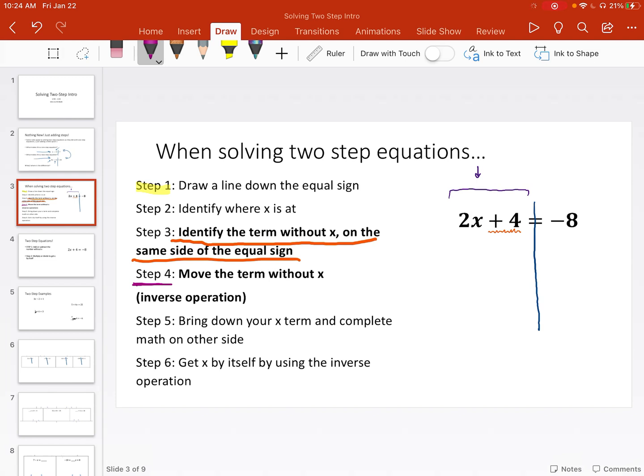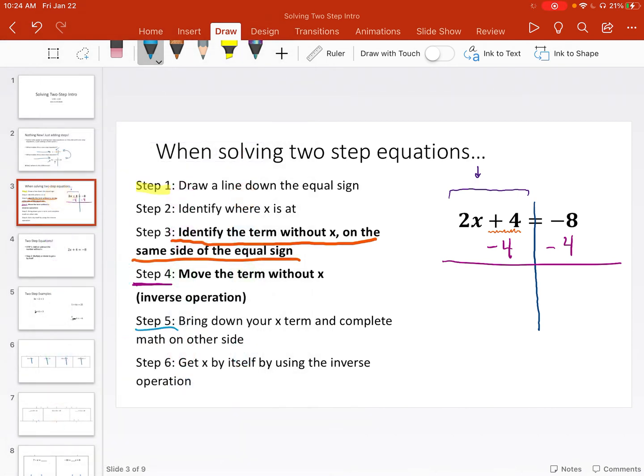And that's exactly what step 4 says, move the term without x. Again, we're going to use our inverse operation. Nothing new here, same as one-step. So if we were to move this, we see it's a plus 4, so I'm going to subtract 4. And if I subtract 4 on one side, I need to subtract 4 on the other side. And I'm going to draw my line because I'm doing a math problem here.